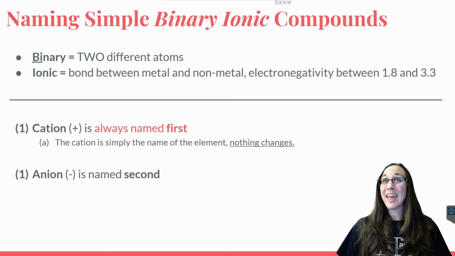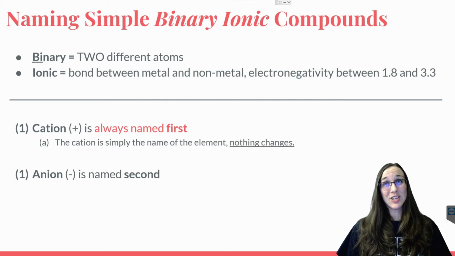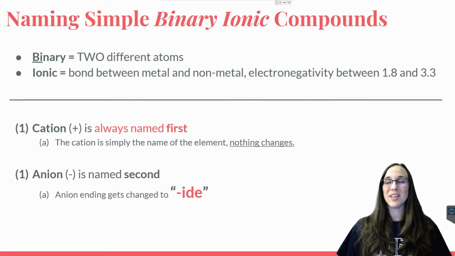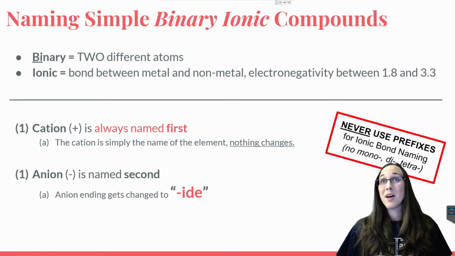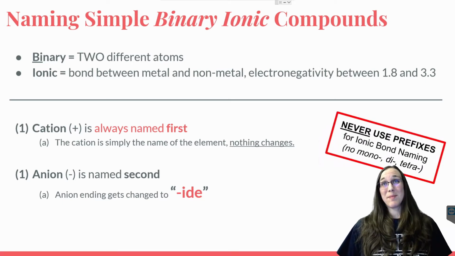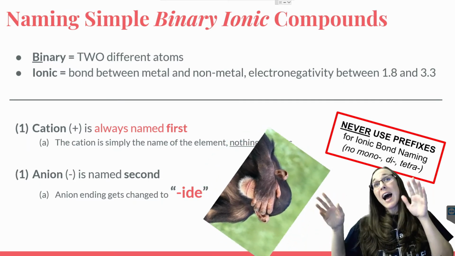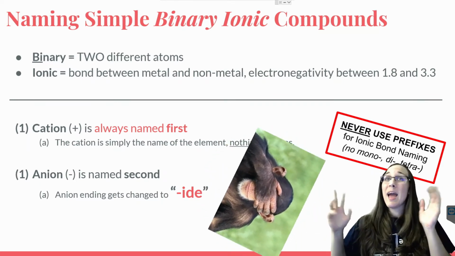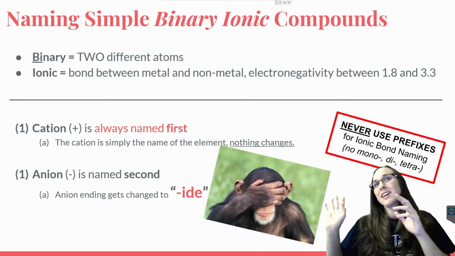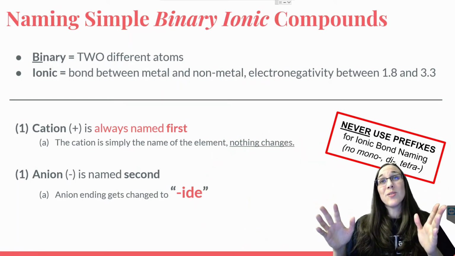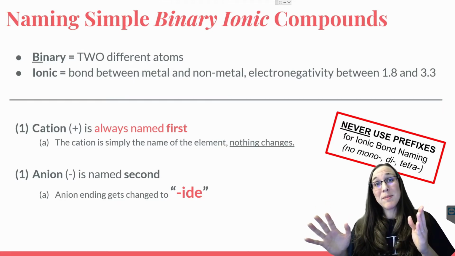Then you're going to find the anion, the negatively charged ion, and it's going to get named second. That anion is just going to end in "ide," IDE, just like we did for our covalent bond naming. But unlike the covalent bond naming, you are never, ever, ever going to see mono, di, tri, tetra, hexa, hepta, octa, nona, deca, whatever. Any of the prefixes are not going to exist in ionic bond naming ever.